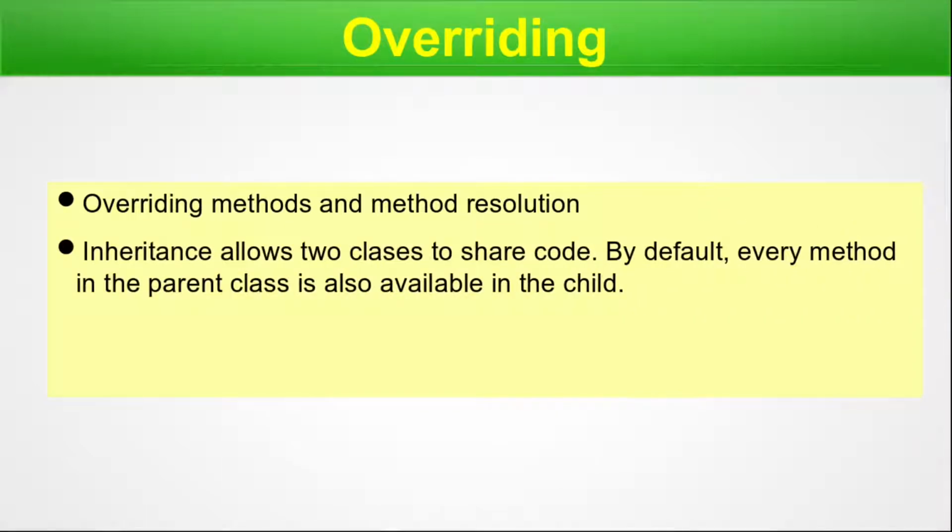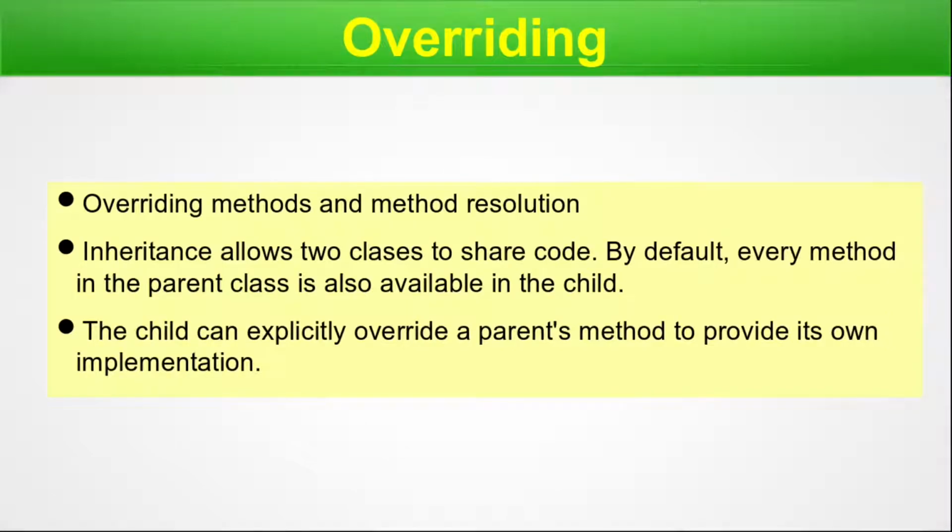So next, inheritance allows two classes to share code. By default, every method in the parent is also available in the child. So it is copied, but you can obviously have in the child its own version where it overrides the parent's method. The child can explicitly override a parent's method to provide its own implementation.